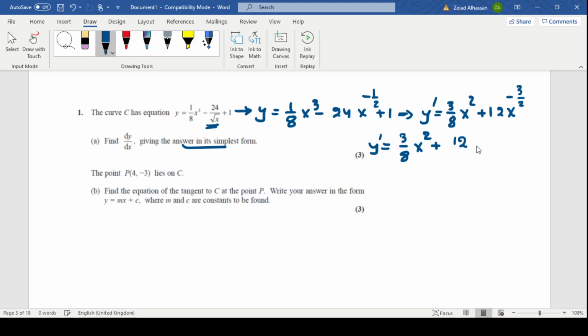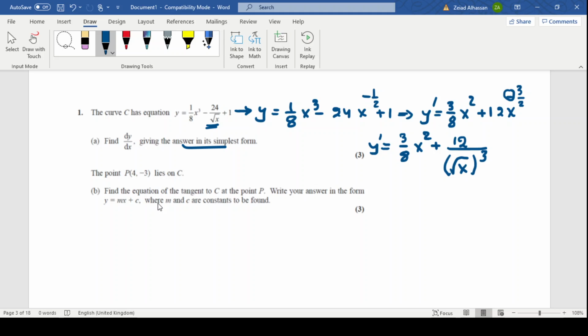Now the point P, 4 and negative 3, lies on C. Find the equation of the tangent. Write your answer in this form. Okay, find the equation of the tangent. That is your x1, that is your y1. Now first of all I have to find the gradient, which is the differentiation at x equals 4.